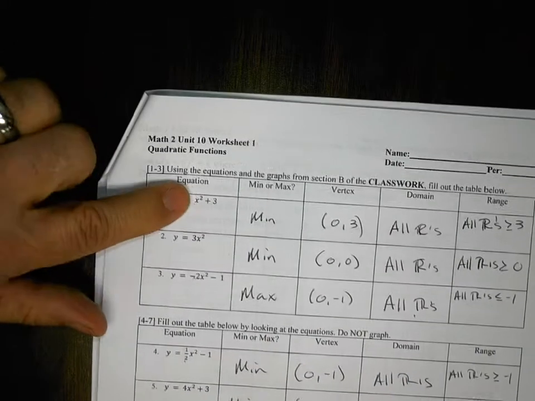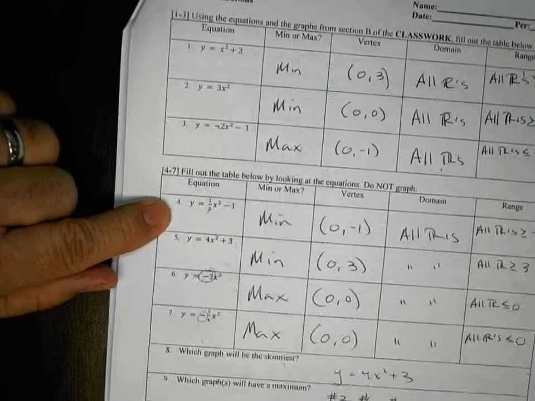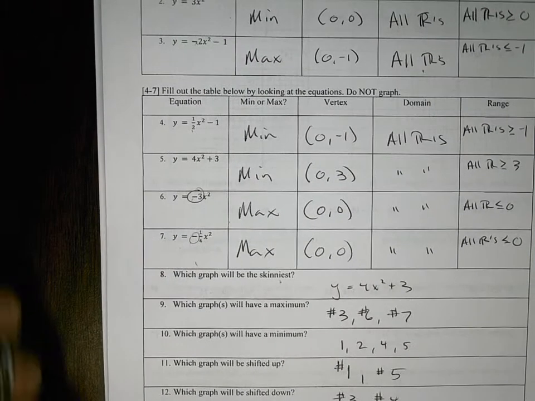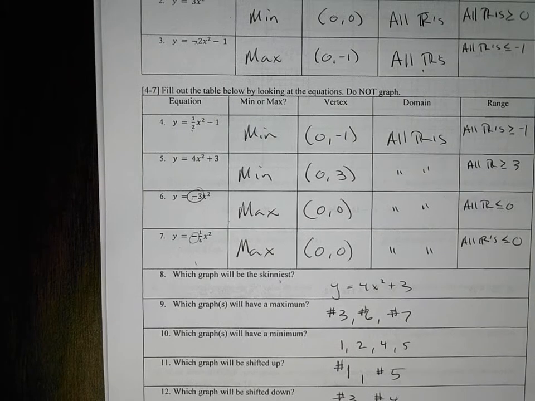And obviously where we're not adding or subtracting anything, like number 2, number 6, and number 7, the vertex is at the origin. Any questions on the front of this page? Okay, let's move on to the back.